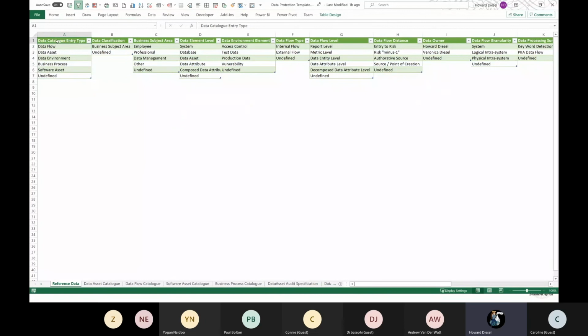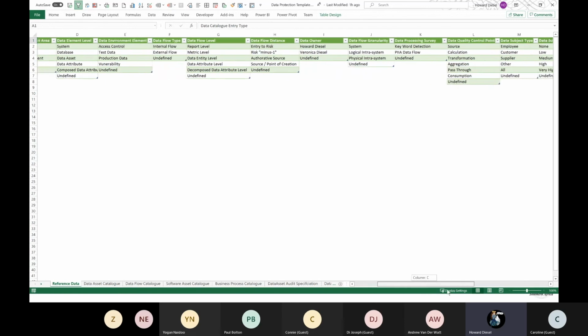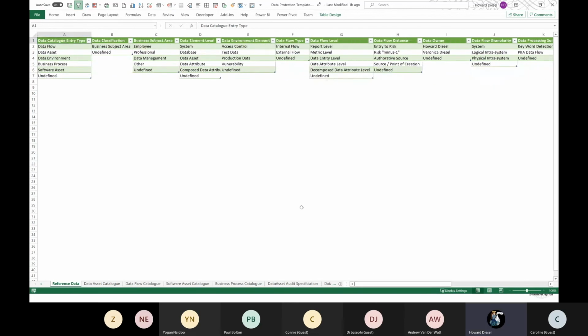So there are my data catalog entry types. Am I dealing with a data flow? Am I dealing with a data asset? Have I got the data environment also defined in terms of vulnerability checks and profiling, my business process, and my software asset? So for every single one of these areas, I've built the set of possible options that we've got, okay? And then it starts to look like that.